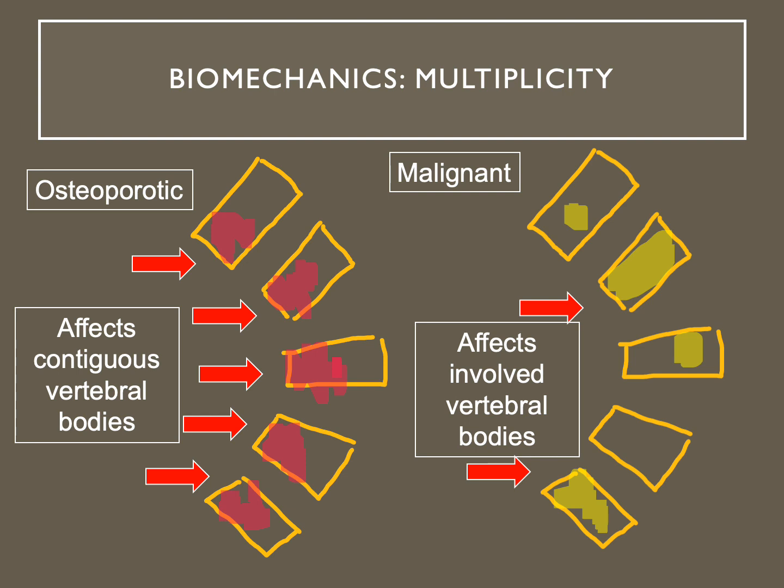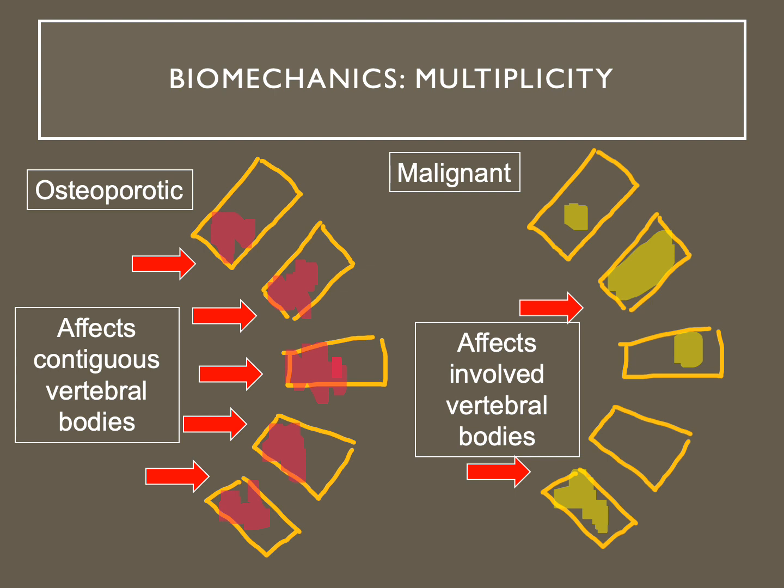The next thing we're going to talk about, the second factor we look at, is the multiplicity of these fractures. Now in osteoporotic compression fractures, you have multiple bones that are weak right next to each other, almost diffusely. Oftentimes these patients have abnormal curves of the spine. And along with axial loading, what you see is a domino effect. Essentially, one vertebral body fractures, and then the next one, and the next one, and the next one, and therefore these fractures tend to be contiguous. On the other hand, in patients who have malignant fractures, the fracture is dependent upon how much of the vertebral body is involved by the tumor.